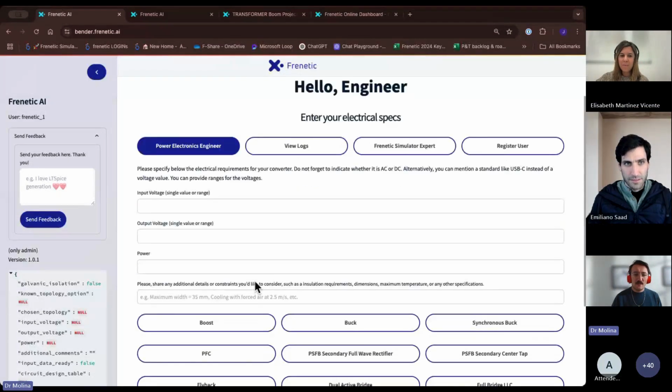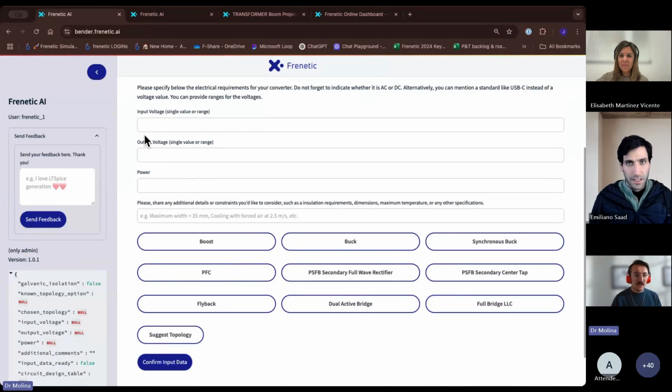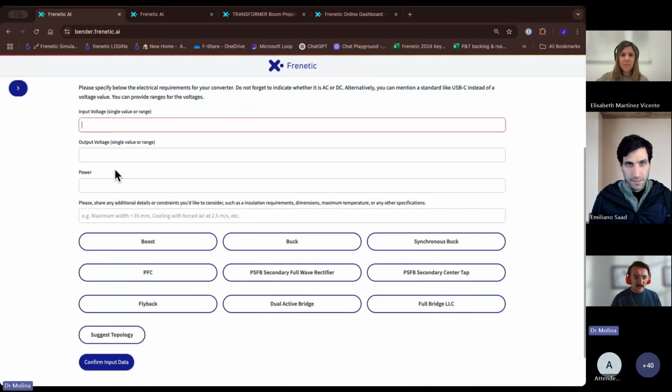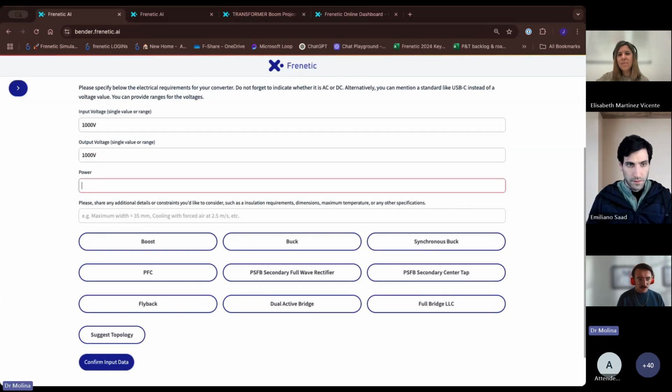If you arrive at our platform, Frenetic AI, for designing power converters, you have three inputs here: the input voltage, output voltage, and power, and then some additional information. When we are talking about the ratio, we are talking about this power. Let's say I want to participate, and I'm going to try something like 1,000 volts in the input, 1,000 volts in the output, and 100 kilowatts. And then I can choose a topology and see if this is working.